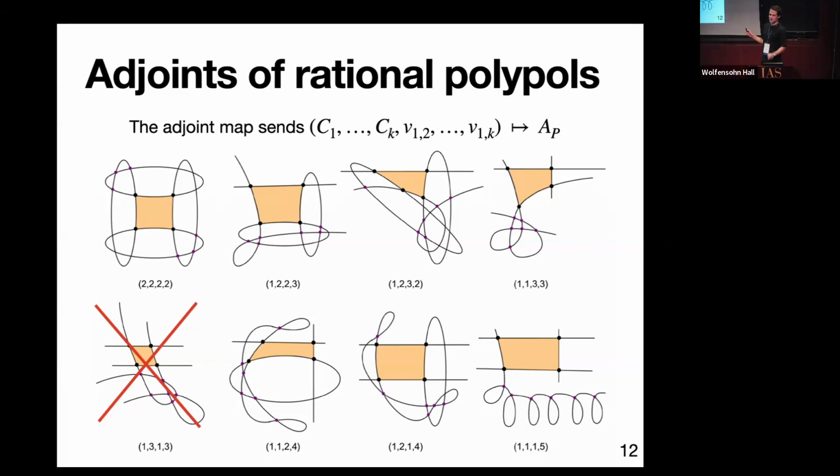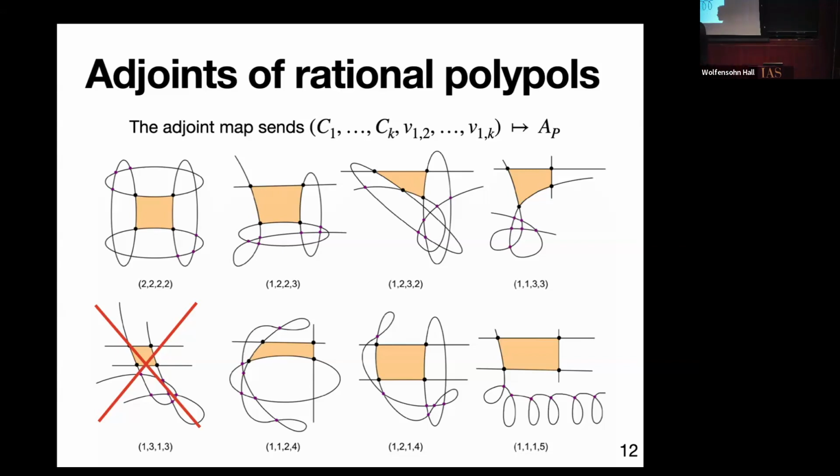These are cartoons. Of course it's not an algebraic curve, but this represents a quintic. A rational quintic has 6 nodes, right? For instance, a polypol of type 2, 2, 2, 2 is something that's bounded by 4 conics. Turns out that among these 8, only 7 actually have a generically finite adjoint map. Again, this is shown with a certified numerical computation.